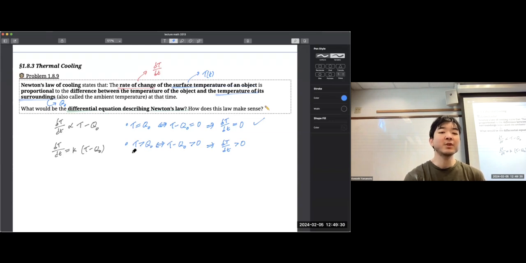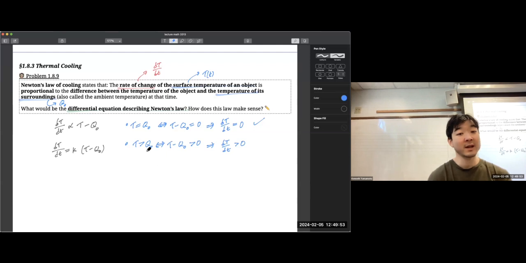Because if the temperature of your coffee is hotter than your room temperature, it's saying that the temperature of your coffee is going to increase. Does that make sense though? If you have warm coffee in the room, T greater than Q naught says you're hotter than your room temperature. So let's say your coffee is 90 degrees, and your room temperature is 60 degrees. It's saying that you're actually going to get warmer. That doesn't make sense.